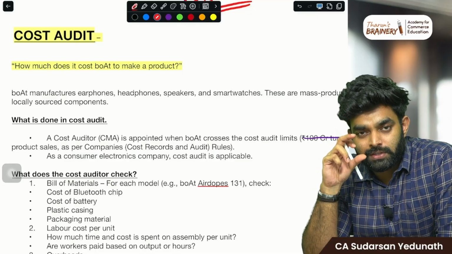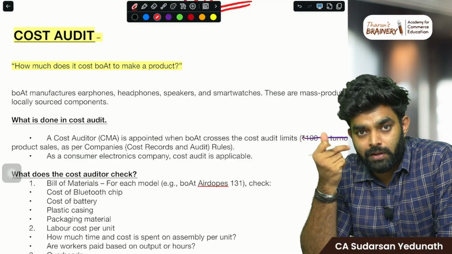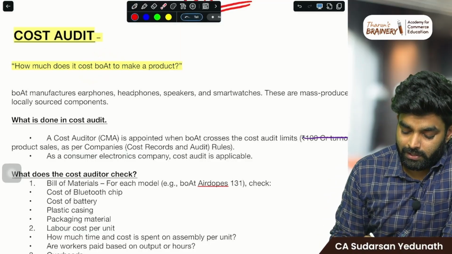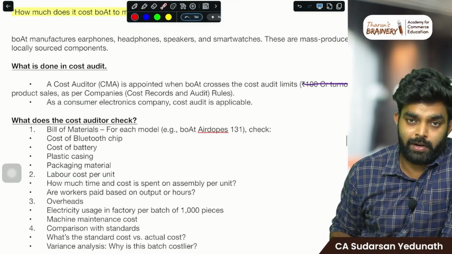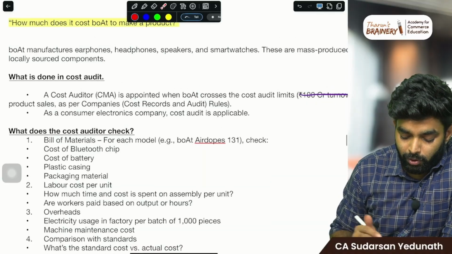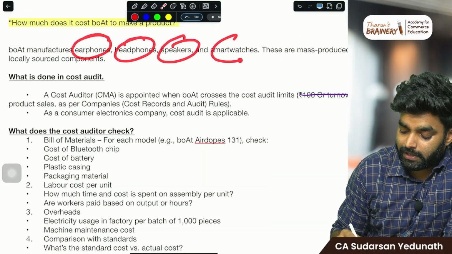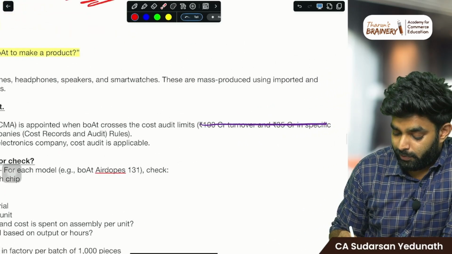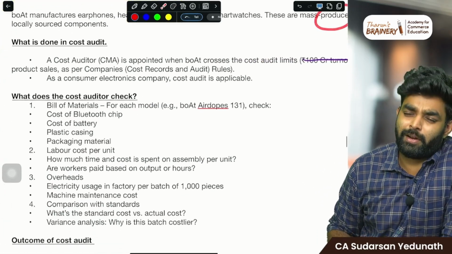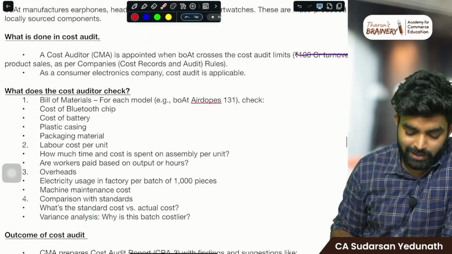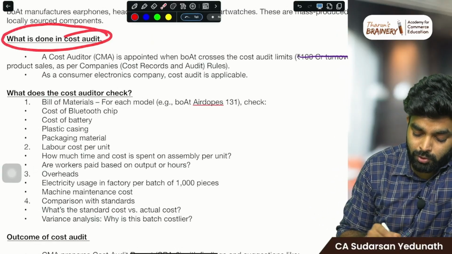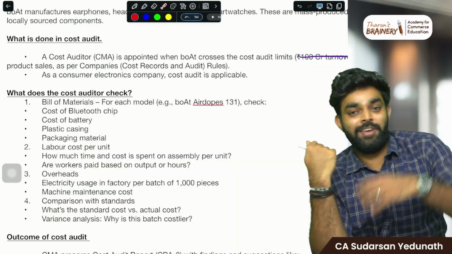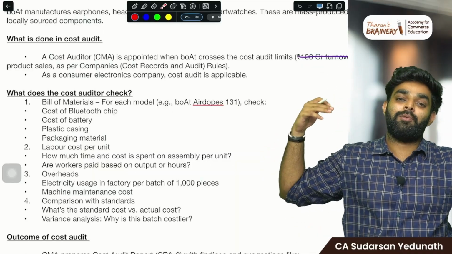For those companies for which cost audit is applicable, the auditor will come and look at this: how much cost does it take for that company to make one product? Boat manufactures earphones, headphones, speakers, smartwatches, all mass produced using imported and other components and raw materials. Imagine you are the cost auditor and I am also the cost auditor. We are going to audit Boat. So what are we going to do there?